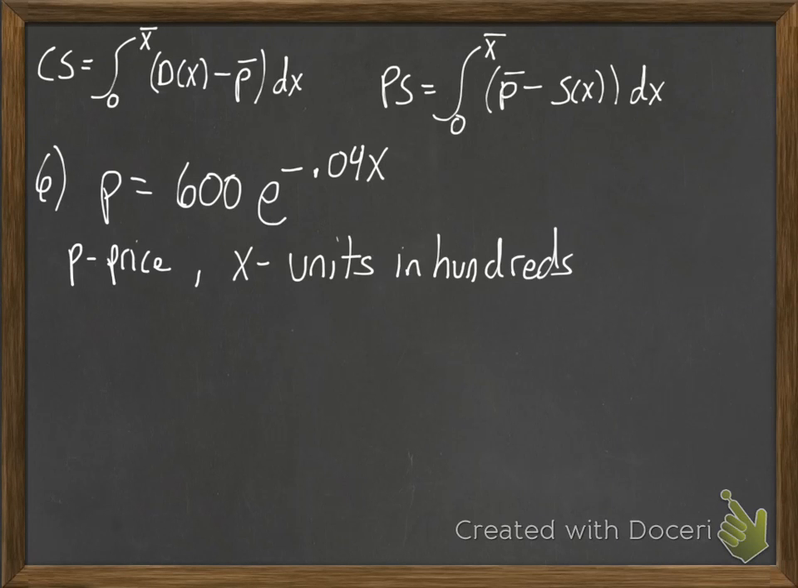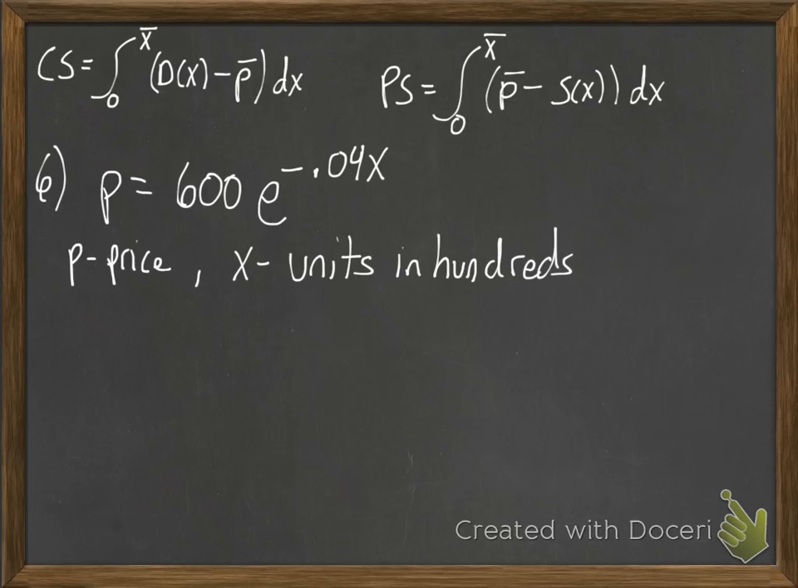Okay, so again, here we have our two equations for consumer surplus and producer surplus. Number 6 here on page 476, we're given our consumer surplus problem. We're given our demand function P, where P is the price and X is the units demanded per month. Part A says find the number of mattresses demanded per month if the unit price is set at $400.